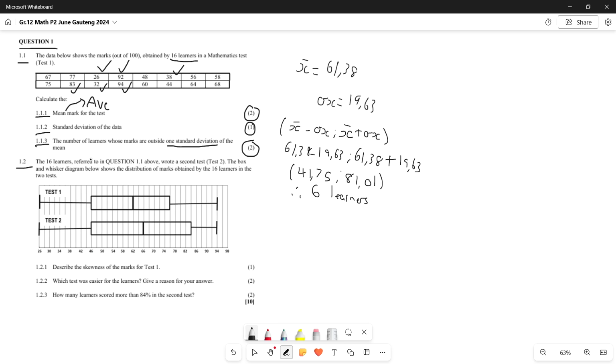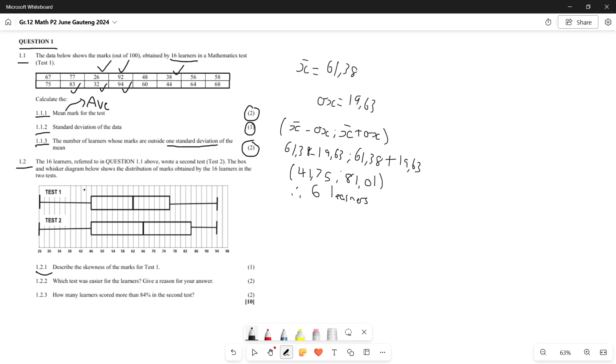From there, question 1.2 says the 16 learners referred to in question 1.1 above wrote a second test, test 2. The box and whisker diagram below shows the distribution of marks obtained by the 16 learners in the 2 tests. So test 1 was the previous set of data that they wrote, and test 2 is now being mapped out so that we can compare it. Question 1.2.1 says describe the skewness of the marks for test 1.